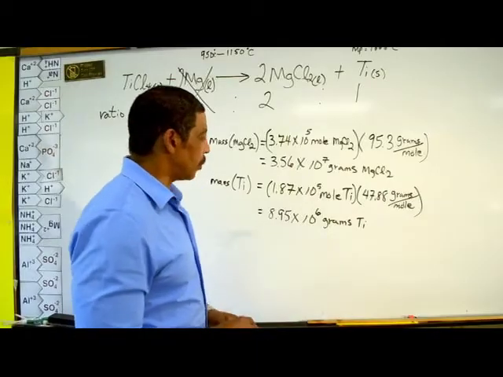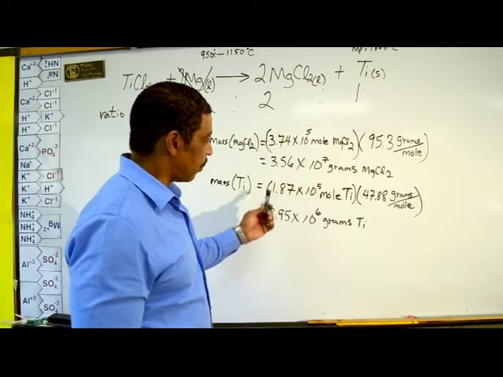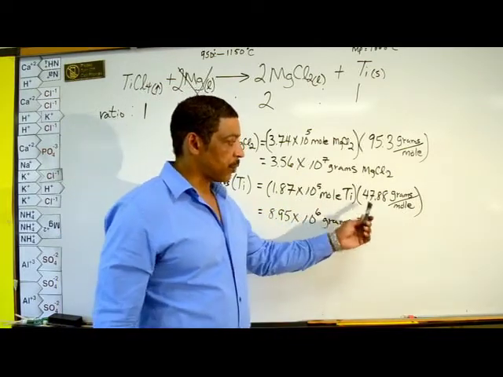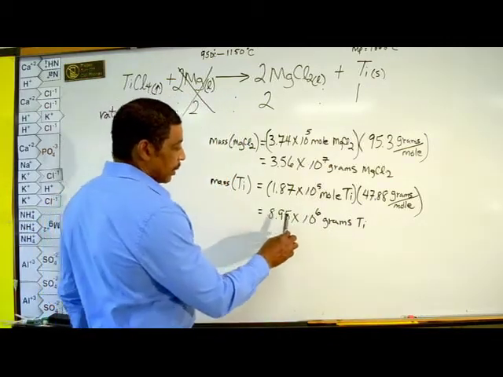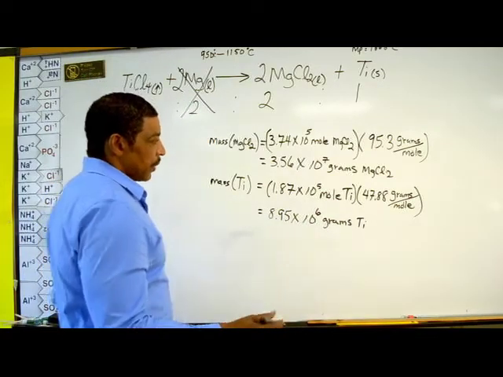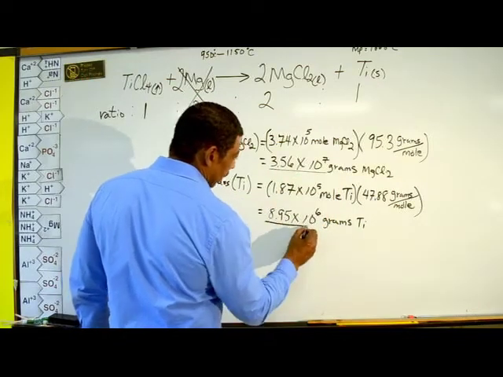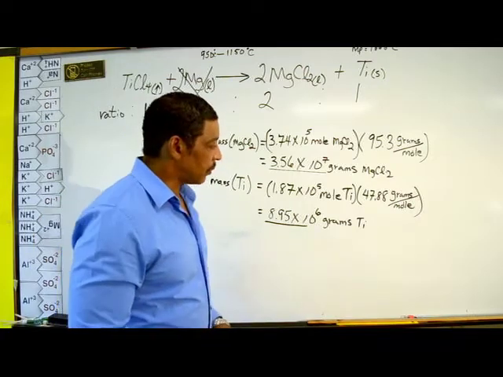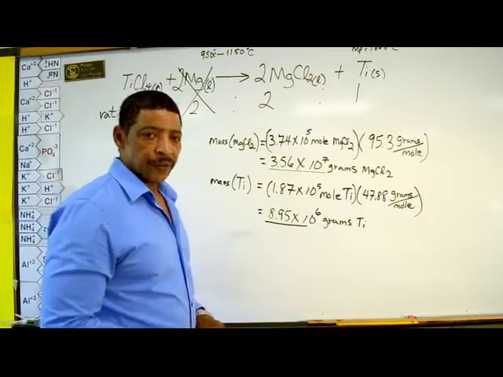And of course, to determine the amount of Ti formed, we perform the same procedure. We multiply 1.87 times 10 to the 5 mole of Ti times this molar mass, which is 47.88 grams per mole. This will equal 8.95 times 10 to the 6 grams of Ti. Both the mass of magnesium chloride and the mass of titanium represent the theoretical yield. In other words, the theoretical yield is based on the stoichiometry from the balanced equation.